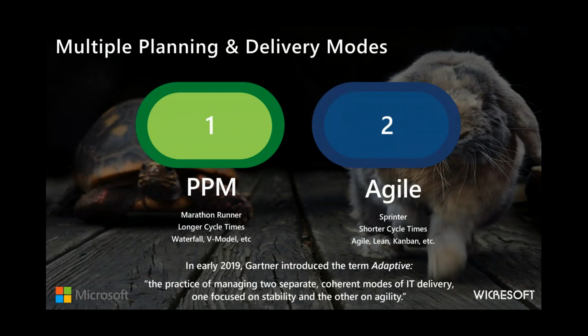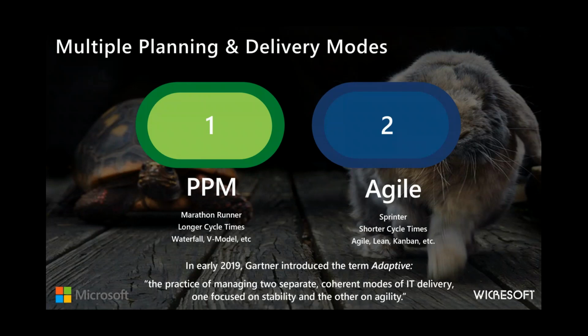The Gartner group coined the term Adaptive PPM in 2019. Before that, in 2015, there was a more bimodal approach. But at a minimum, there's a dichotomy between traditional mode 1 and mode 2. Mode 1 is the traditional PPM approach, where the analogy is a marathon runner with longer cycle times and steady-as-she-goes processes, stages, gates, and phases. And then there are the more agile approaches, where the analogy is the sprinter, with shorter cycle times, using approaches like agile, lean, or Kanban, and doing things in a more iterative fashion to deliver.